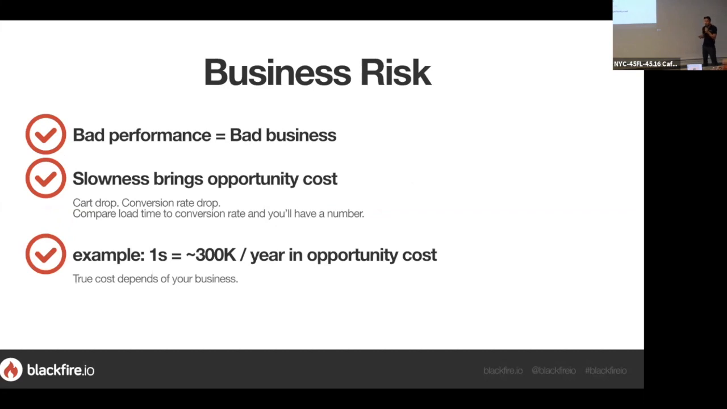But performance is not only about that, it's also a business risk. And this is very important for us as engineers to get: when we write badly performing code, we deploy some risk for the business, because slowness on some pages is an opportunity cost, meaning that for an e-commerce website, for example, it will be cart drop or a conversion rate that drops. It's always difficult to compute that because every business is different, of course. But basically, if you compare the load time to the conversion rate, you'll get a number.